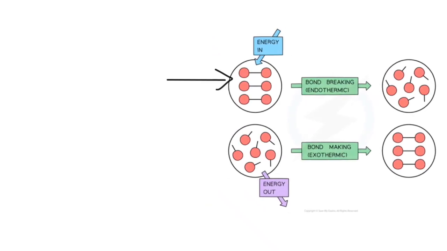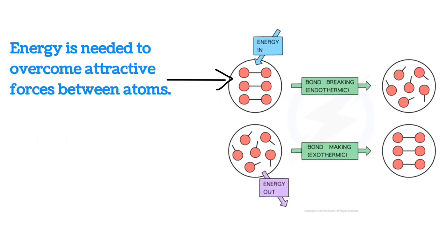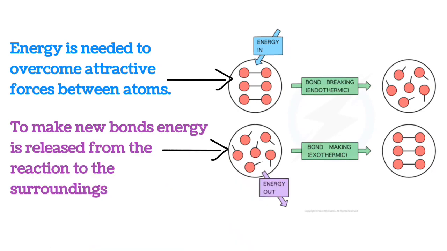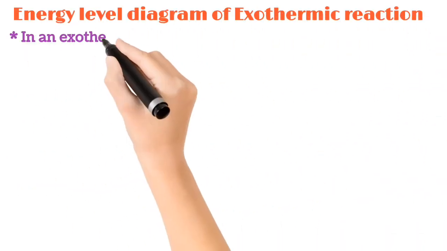So again, when it absorbs heat energy from the surrounding, it is endothermic. Energy is needed to overcome attractive forces between atoms, while energy is given out when new bonds are formed. So endothermic involves bond breaking, while exothermic involves bond making. So take notes. That is why energy is released or absorbed during chemical reactions.